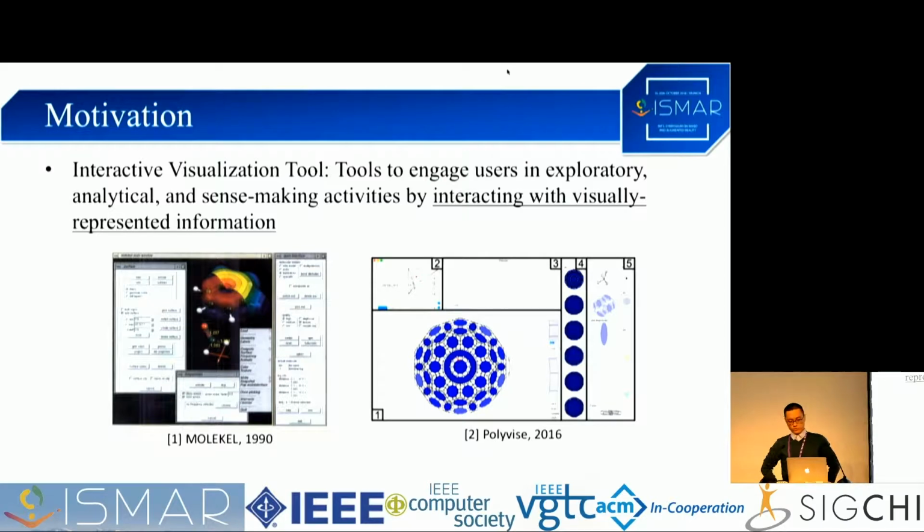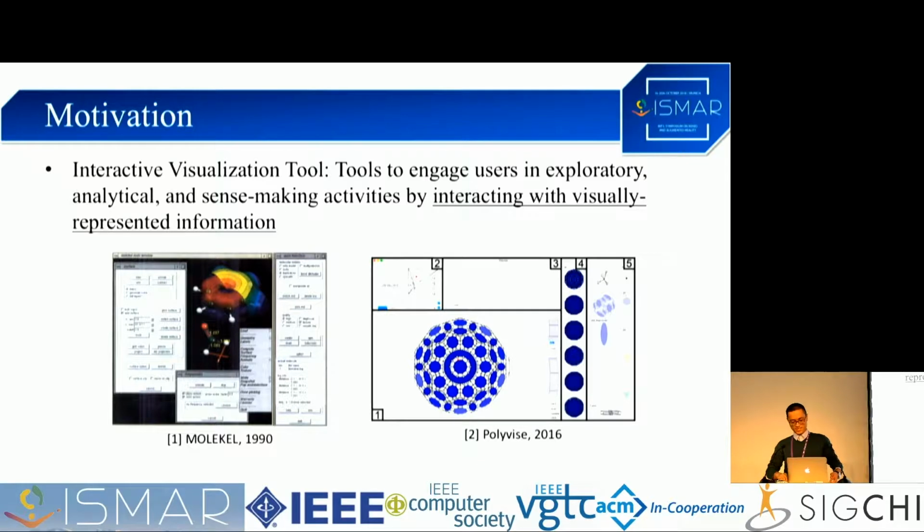So first, let me give a brief introduction to interactive visualization tools and why they are important. Interactive visualization tools are tools to engage users in exploratory, analytical, and sense-making activities by interacting with visually represented information. To make it simple, there are tons of concepts or data that are so abstract and complex. We can hardly understand them by just reading a book or through our own imagination. So interactive visualization tools are specifically designed to assist such tasks using computer-generated visualizations. And users can intuitively learn abstract contents by just interacting and playing with those visualizations of abstract concepts.